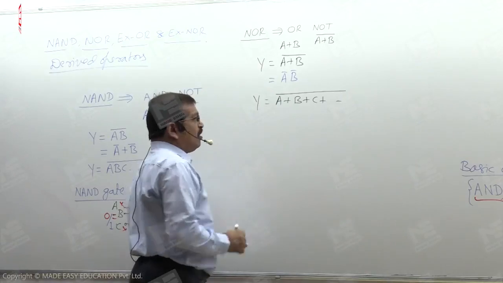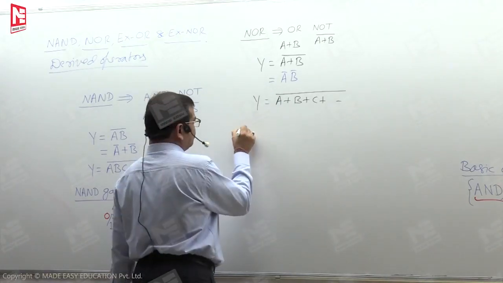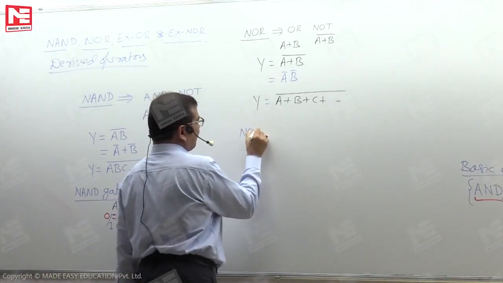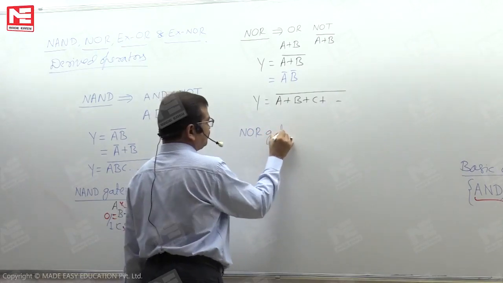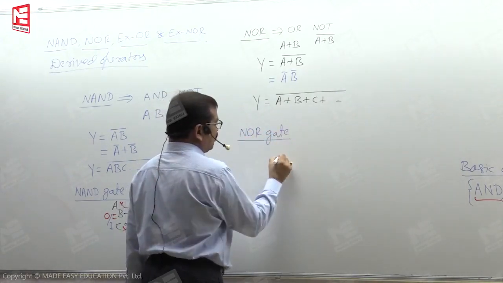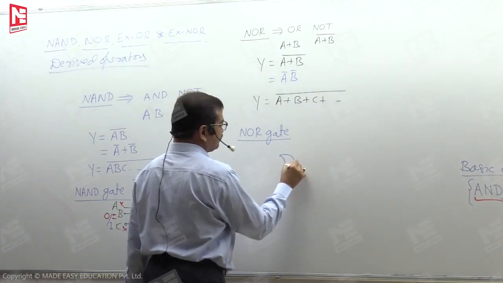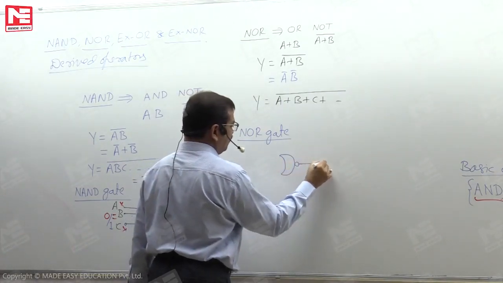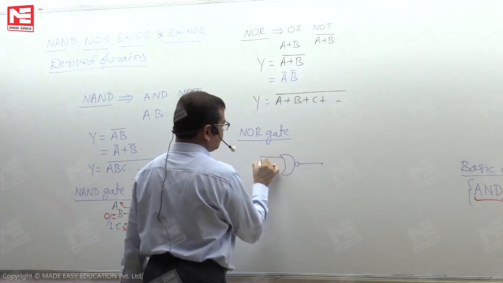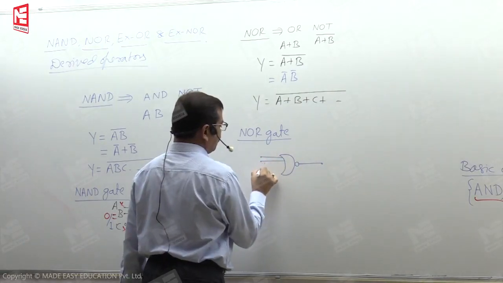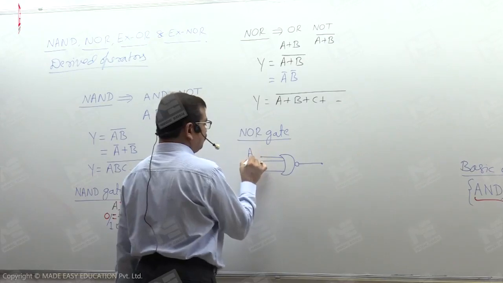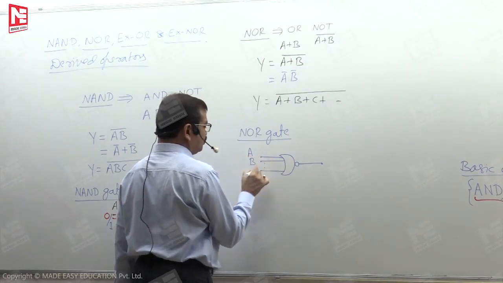The device which is performing this NOR operation is NOR gate. So this NOR gate, symbolically we are representing with this symbol. So similar to OR followed by this bubble.